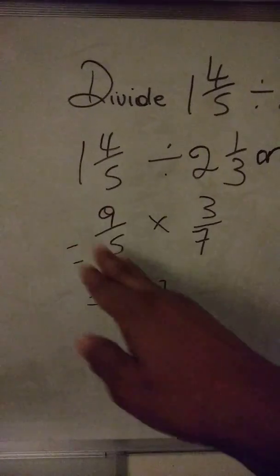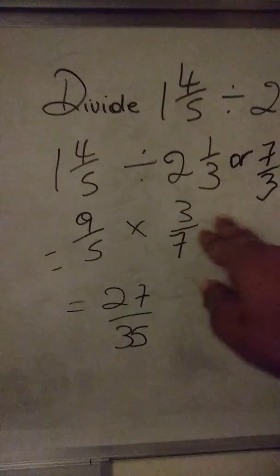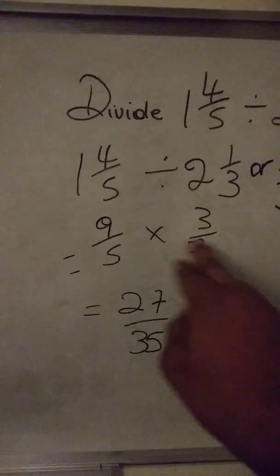There's nothing here that can cancel each other. So we multiply through: 9 times 3 is 27, and 7 times 5 is 35.